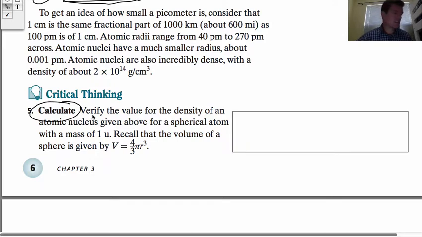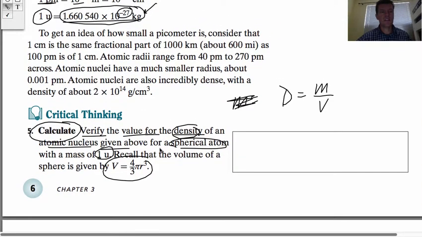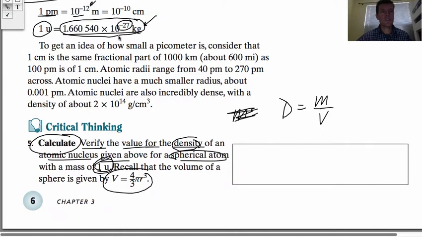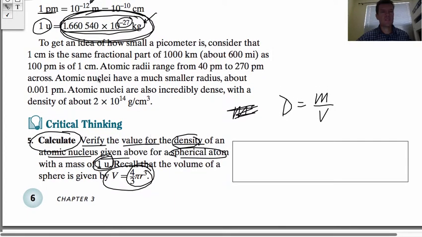All right, take a moment and see if you can calculate this here. It says verify the value of the density of an atomic nucleus given above for a spherical atom with a mass of 1 unit. Recall the volume of a sphere is this. We want the density. Density is mass over volume. So you're going to take this mass right here. It's talking about a spherical atom with a mass of 1 U. That would be this here, over the volume that you're going to calculate.